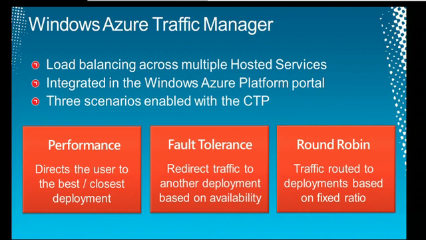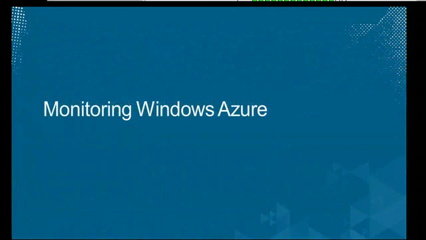It allows me to provide fault tolerance. So if for some reason California decides to fall into the Pacific Ocean, I also have data centers running in other places, right? So I can redirect to another deployment based on its availability, and it also gives us the ability to do round-robin traffic, right? So this is a brand new feature that's available in Windows Azure in beta form today that you can take advantage of. This is a way to manage traffic within your applications.